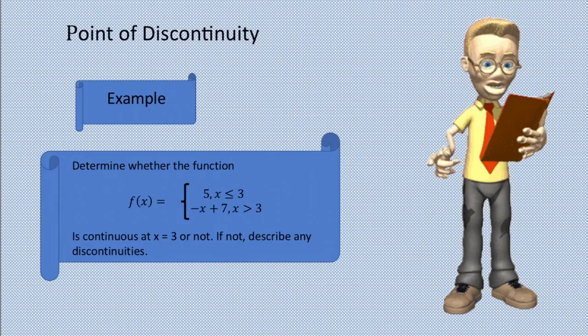Let's see an example on finding the points of discontinuity. So first we have a function f of x equal to 5 when x is less than or equal to 3, minus x plus 7 when x is bigger than 3. And the question is, is this function continuous at x equals 3 or not? And if not, we need to describe any discontinuity.